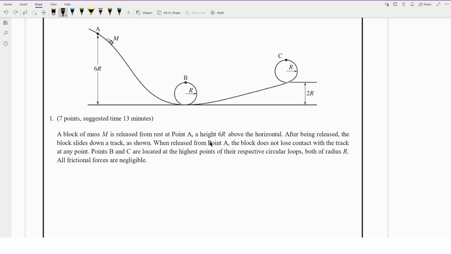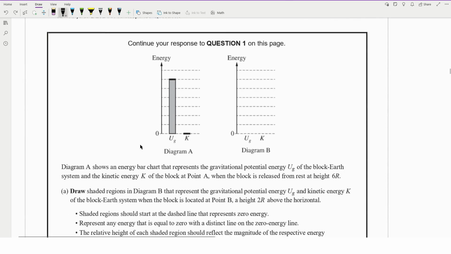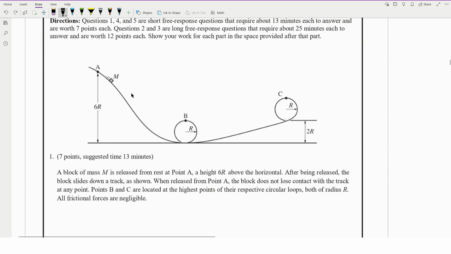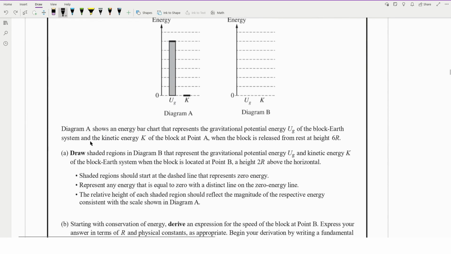When released from point A, the block does not lose contact with the track at any point. Points B and C are located at the highest points of their respective circular loops, both of radius r, and all frictional forces are negligible. Okay, from what I see, this would be almost entirely related to energy.